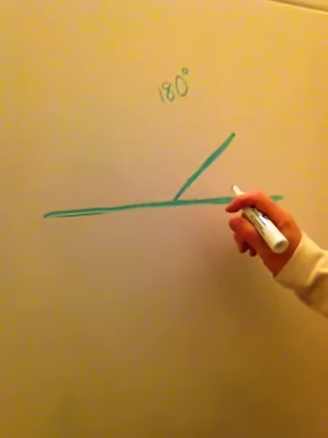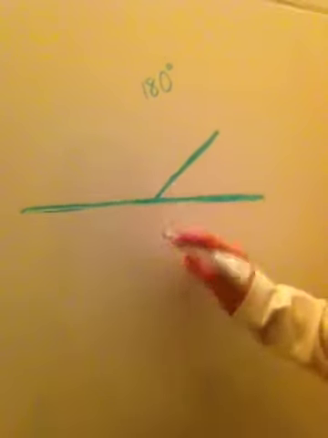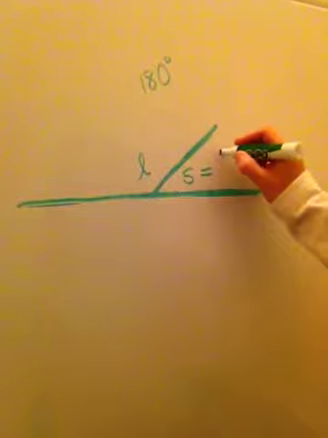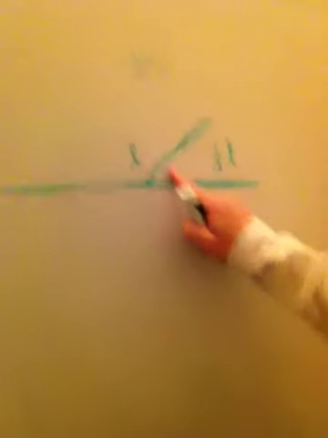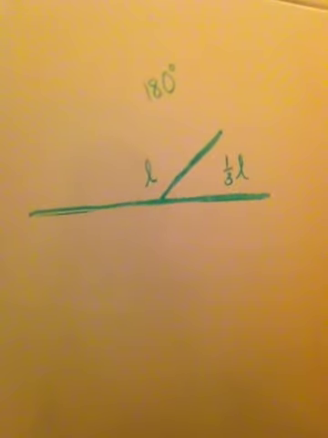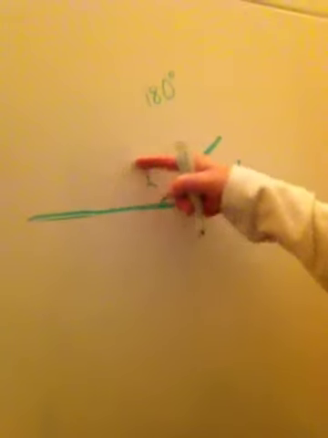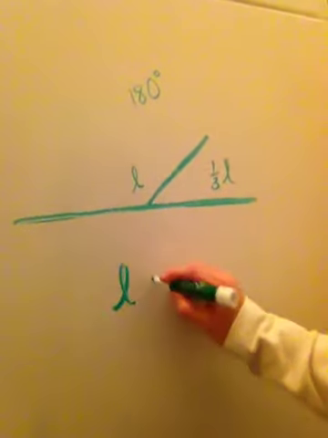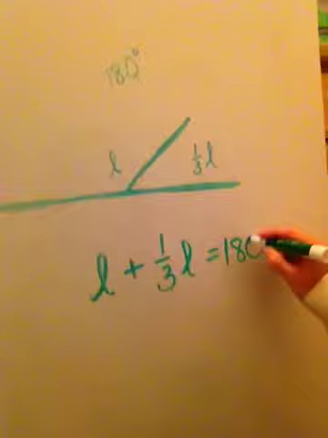I'm going to erase my arch. The smaller angle measurement is 1/3 the measurement of the larger angle. So we have the larger angle and the smaller angle, but they said the smaller is 1/3 of the large. Okay, so I'm going to erase this part and just say this is 1/3 of the L. Well, remember I told you all of these together, so both of these angles together has to equal 180 degrees. So we would set that up as L plus 1/3 L equals 180 degrees.